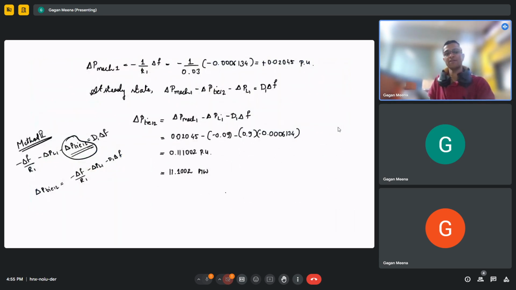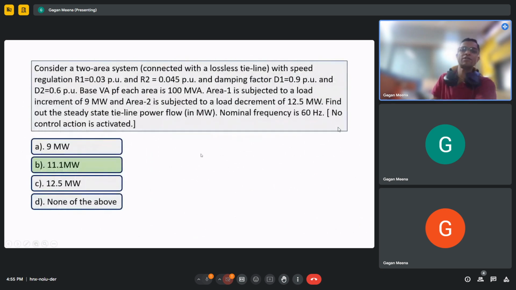The second one is more beneficial because here you need not remember the formula for delta F steady state and delta P Ti. You need to remember these two equations. Anyway, you can find out if you write these two equations for both the areas and also write the equation that delta Pg is equal to minus delta F by R. Then solve these 4 equations and you will get the answer. So no need to remember the formula.